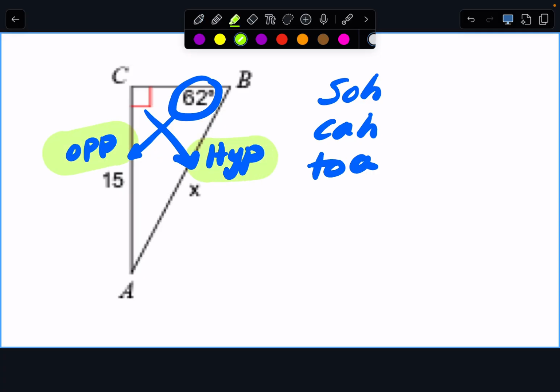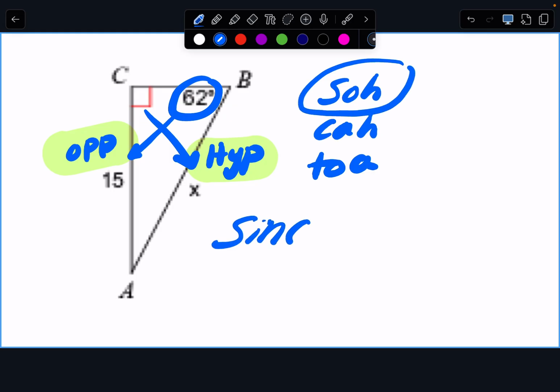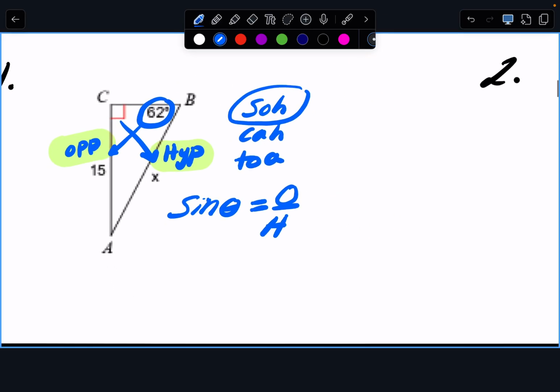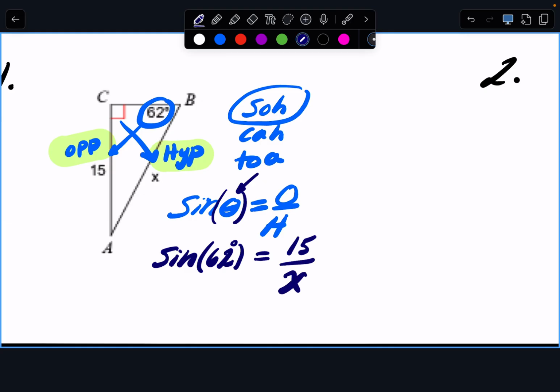Aren't you doing opposite and hypotenuse? So which one has opposite hypotenuse? So write down the true statement. Sine of theta equals opposite over hypotenuse, and then fill in the unknowns. So we're going to say sine of theta is really in parentheses. I'm being lazy, like a lot of textbooks are. Really, it's sine of theta like that. So we would say sine of 62 degrees is equal to the opposite, which is 15, over the hypotenuse, which is x. See, now we have a statement with only one unknown.